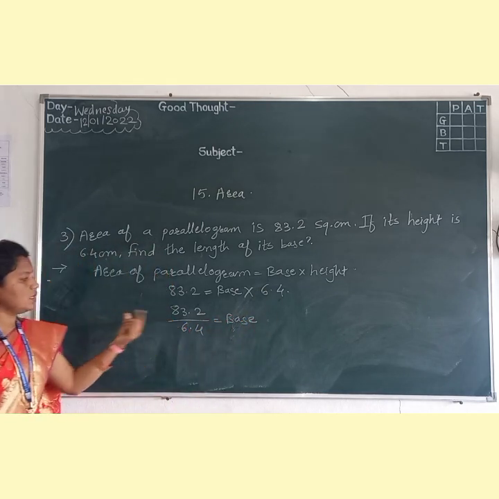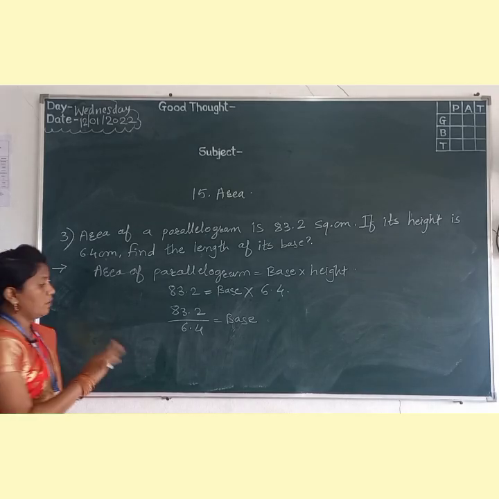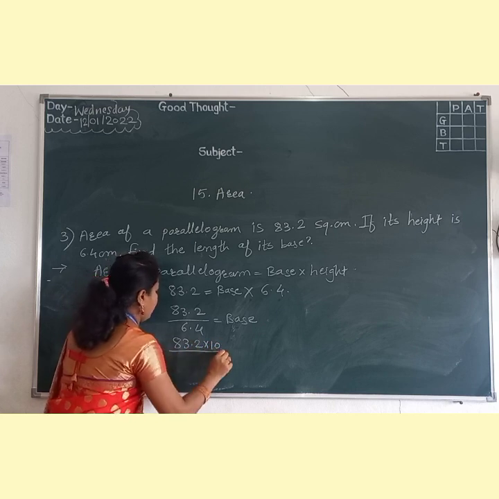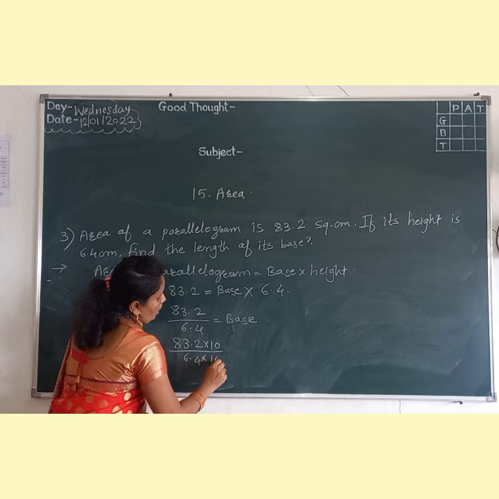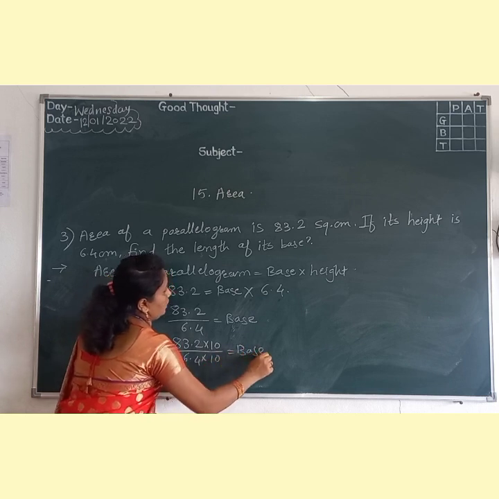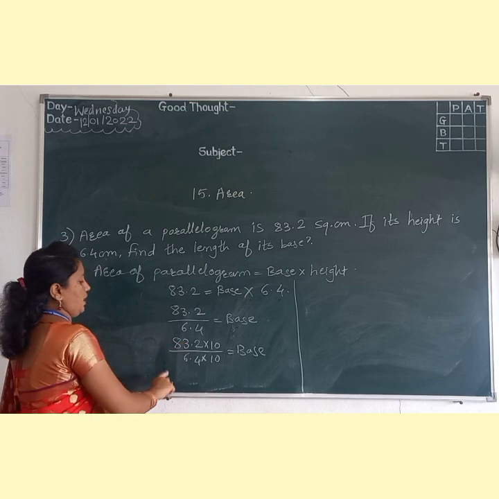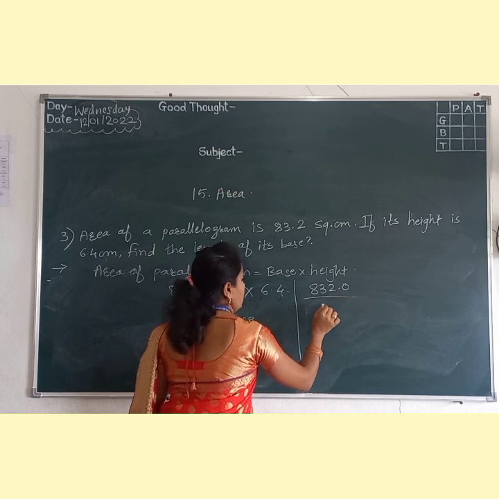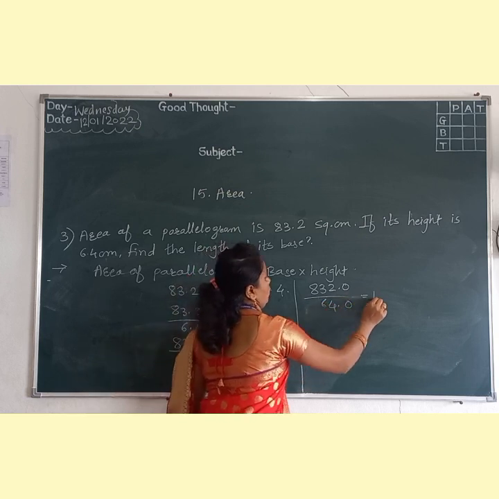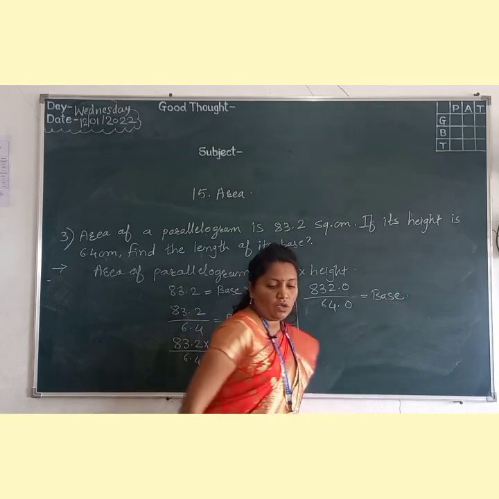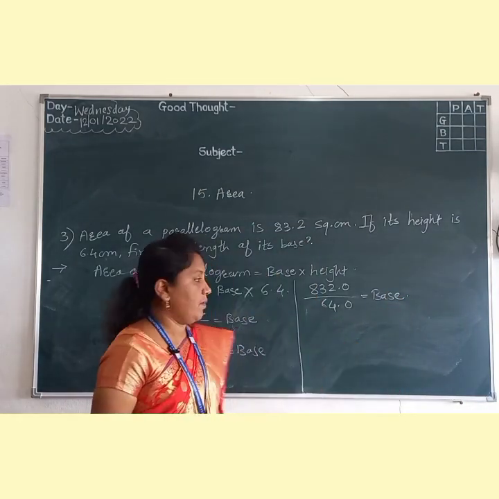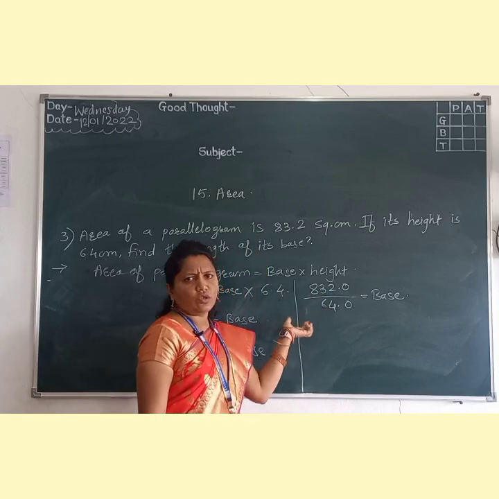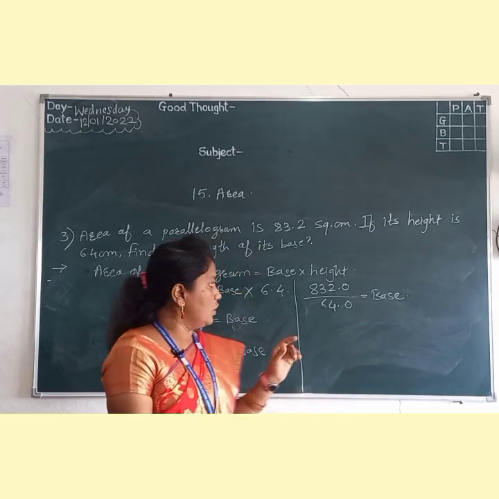Here both numbers are in decimals. First you remove the decimal point: multiplied by 10 to numerator, also multiplied by 10 to denominator. Then the numbers, whenever you multiply by 10, are 832.0 and 64.0 is equal to base. Next you divide 832 by 64, or if you don't know the table of 64, then first you reduce to the shortest form.